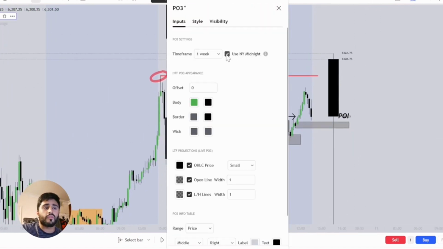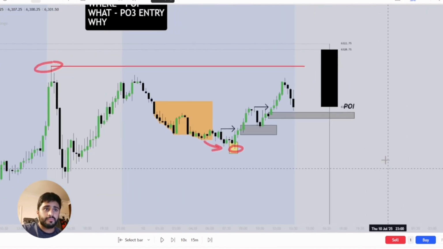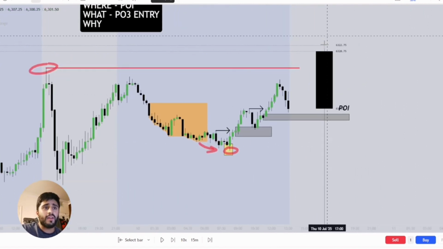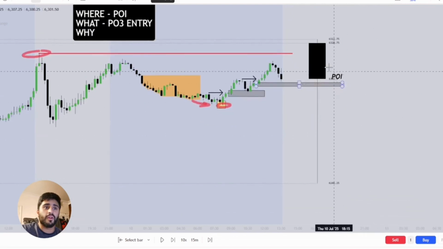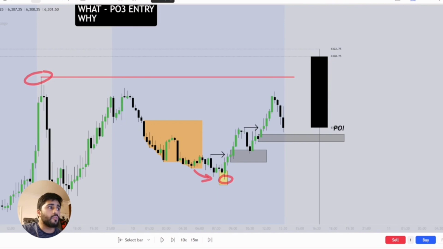So this trade was framed off the weekly power of 3, right? So this is the weekly power of 3. I'm going to untick the New York midnight opening price. So what you can see here is, though we have a weekly bullish candle, we can see price expanding heavily over here. What we've seen is the weekly opening price is situated just over here. So we are below the weekly opening price.